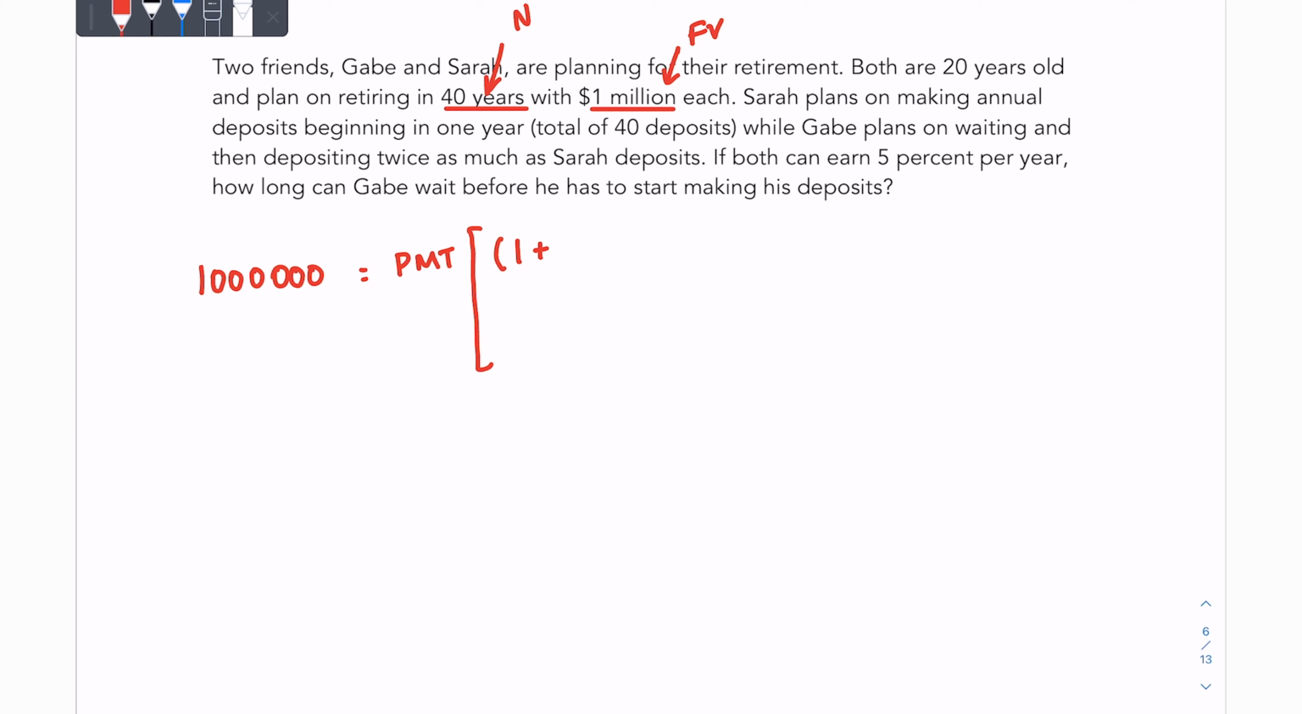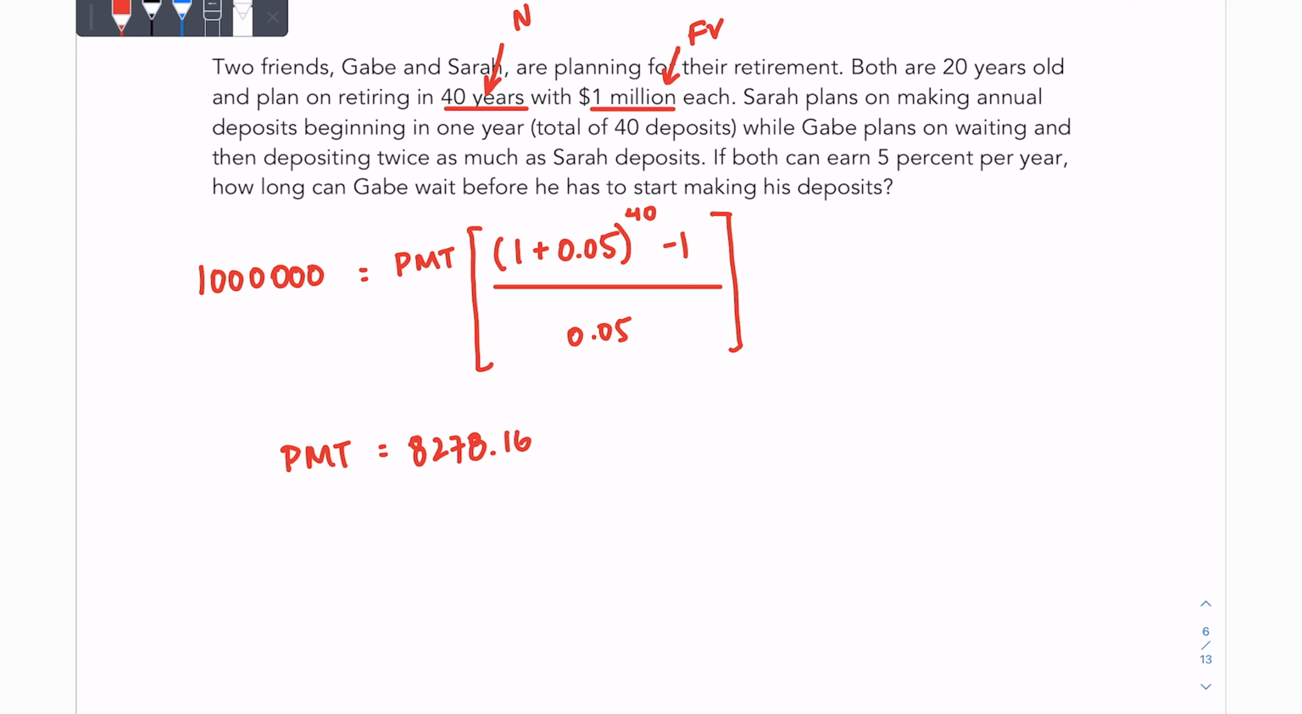So 1 plus the discount rate to the power of 40 minus 1, all of that divided by 0.05. So if we punch this into the calculator, we'll have how much she would have to deposit every year for 40 years. So the payment here is $8,278.16.